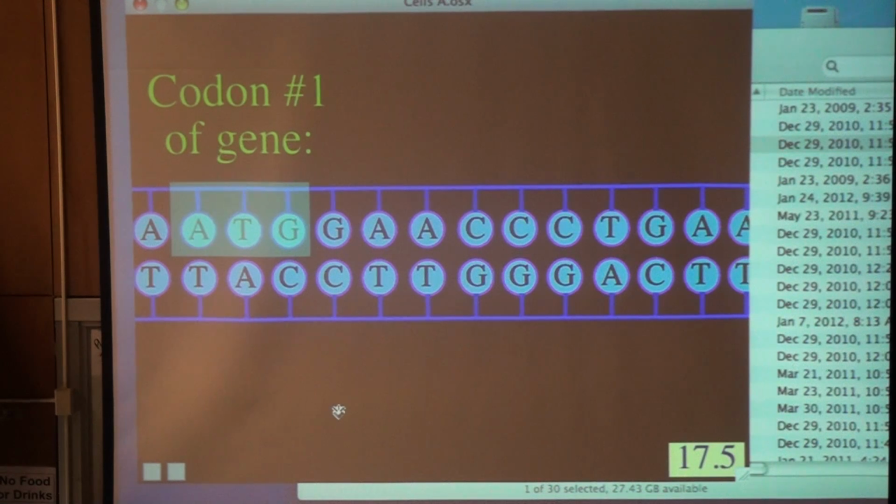Codon could be A, G, C, or T. So 4 choices there and 4 more choices for the third. And mathematically, if you have 4 choices followed by 4 choices followed by 4 choices, you multiply the possibilities, and that would give you 64 possible codons. And here's a list of them all.